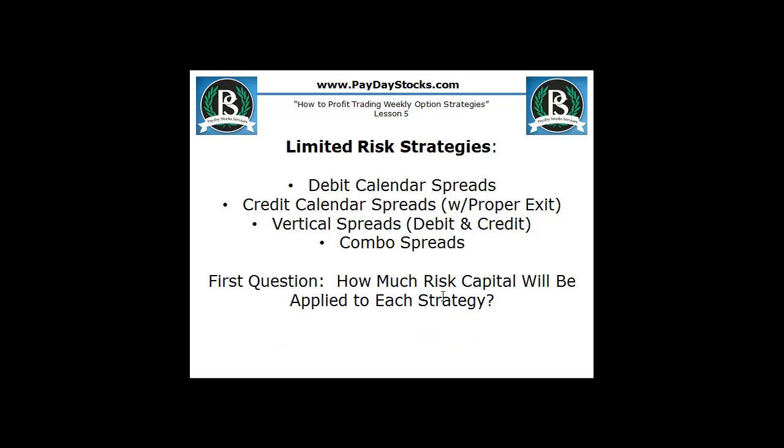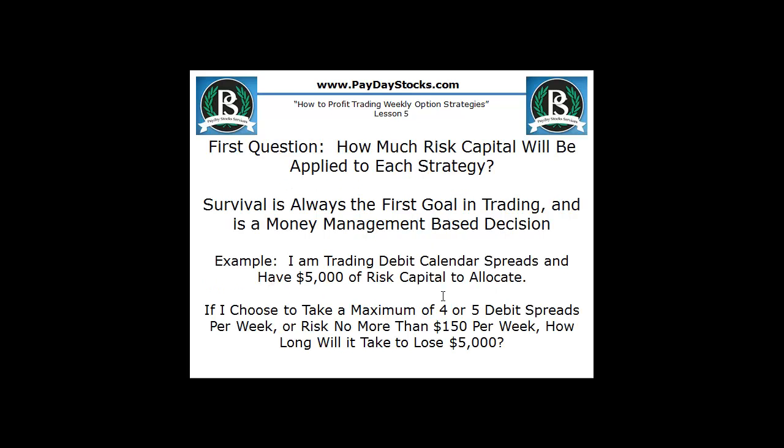Survival is always the first goal in trading and is a money management based decision. So if I'm trading in debit calendar spreads and have $5,000 of risk capital to allocate, and I choose to take a maximum of 4 or 5 debit spreads per week, or risk no more than $150 per week. So I may have 2 debit spreads where the debits are $50 a piece, or 3 debit spreads where the debits are $50 a piece, and that brings me up to my maximum $150 per week. So 4 or 5 debit spreads, maximum risk $150 per week. How long will it take me in that situation to lose $5,000 if I lose the maximum risk on every single one? That's the question you have to ask.